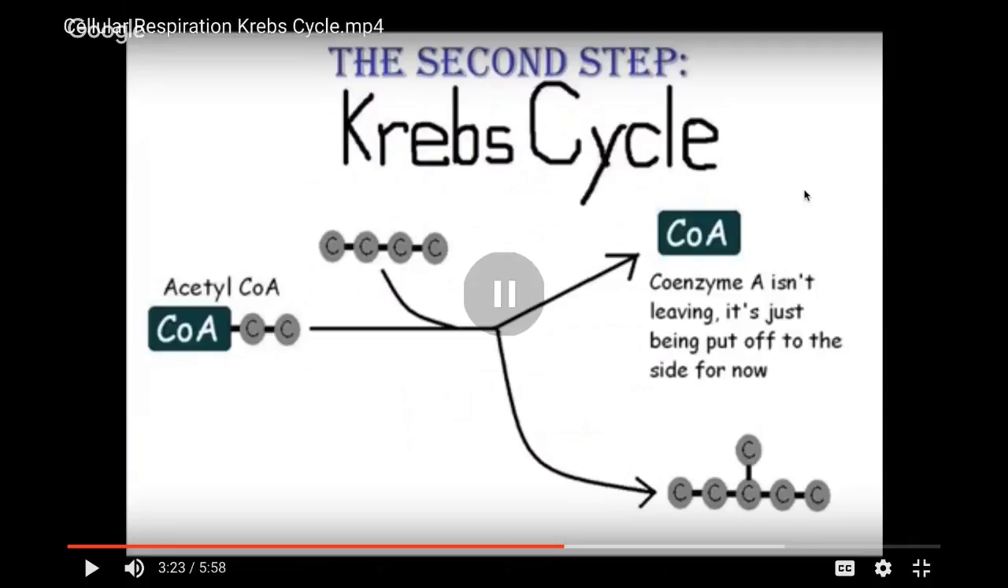Anybody remember what this 4-carbon compound is, that molecule that the Krebs cycle starts with and ends with? Yeah, oxaloacetic acid right here. Think about this, Keaton. What you are doing is essentially turning molecules into other molecules to get an end result.